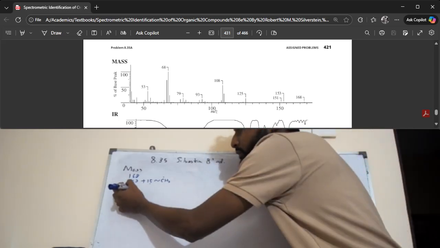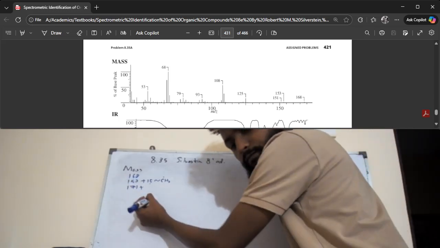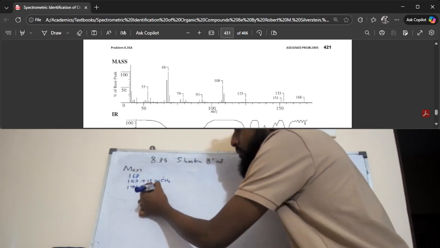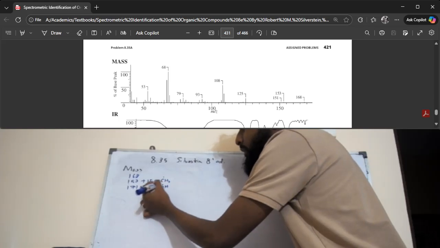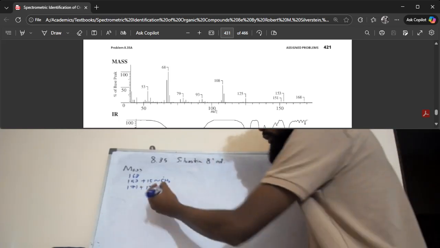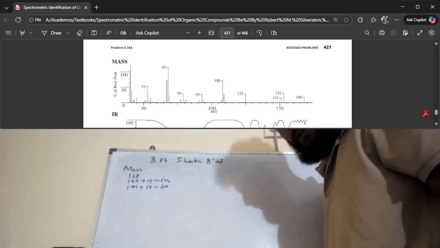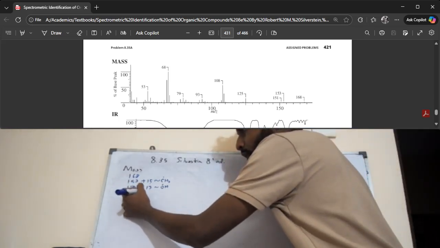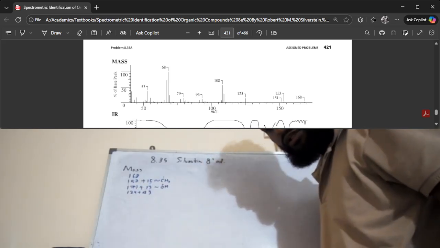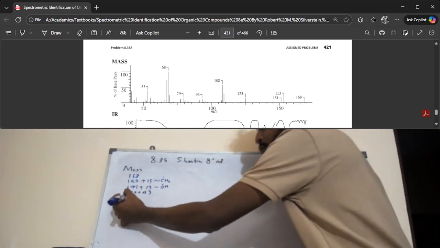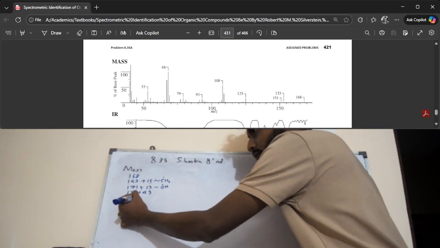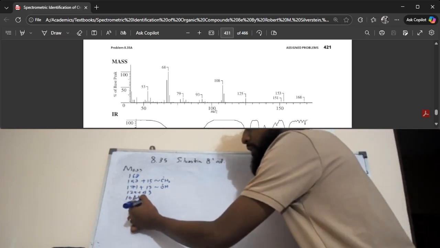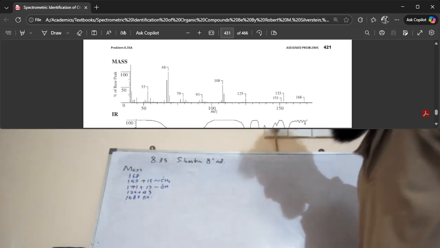Then there's 151, which is plus 17, so that may be an OH radical that got removed, maybe. There's 125, plus 43. I don't know what this is. 143 is a particular peak. If you look at the mass spectrum note, you'll be able to notice something in that value range. And plus 60, I'm going to stop it there.